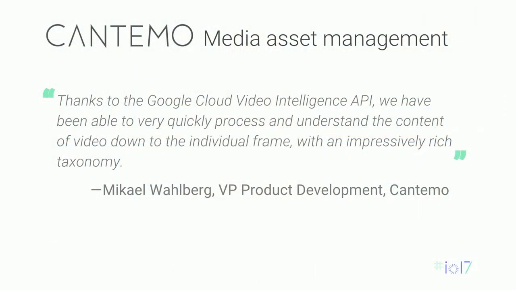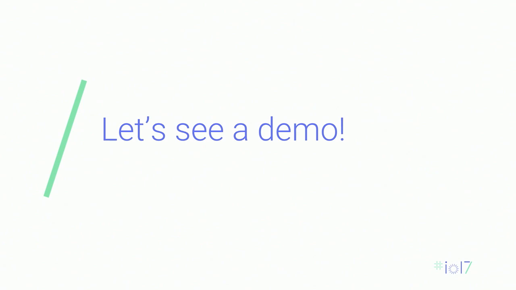They are a media asset management company. And all of their customers have lots and lots of video content. So they upload their content to CANTEMO's platform. CANTEMO helps them transcode it, edit it. And what they're doing with the video API is they're enabling their customers to make their video content searchable so they can search within their videos. The best way to see the video API is through a demo. So if we could switch back to the demo.